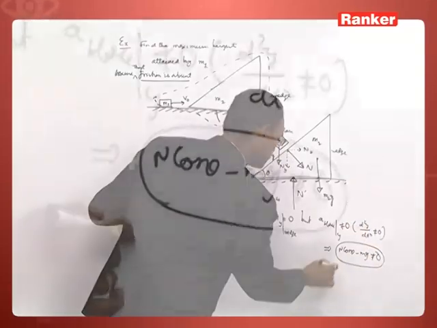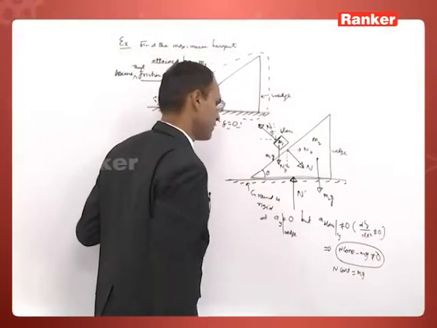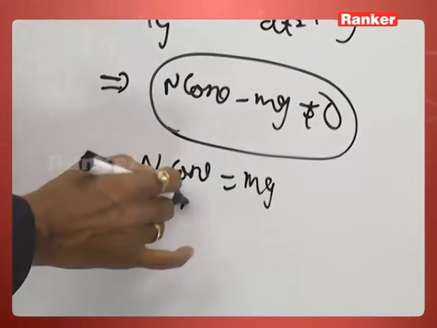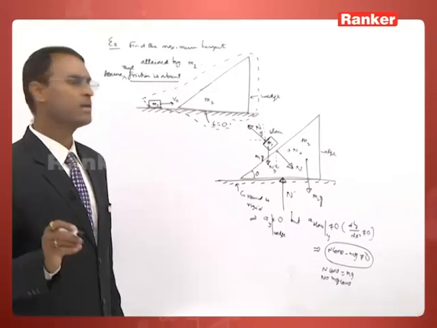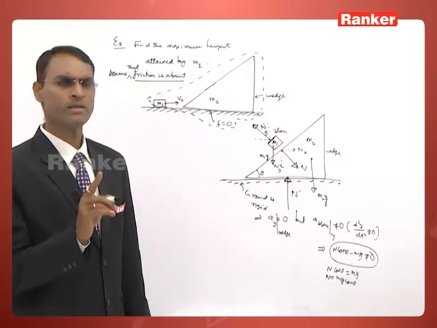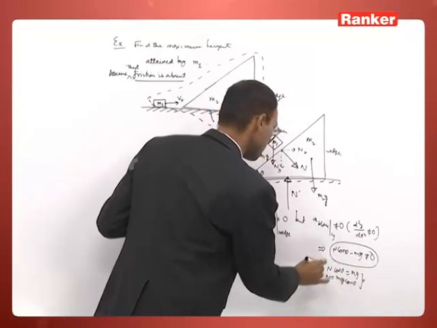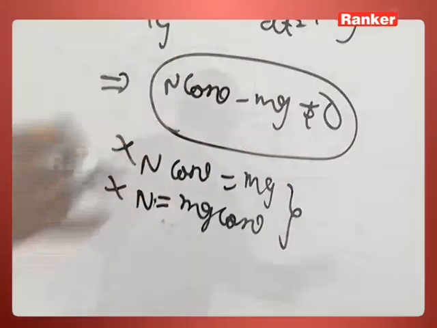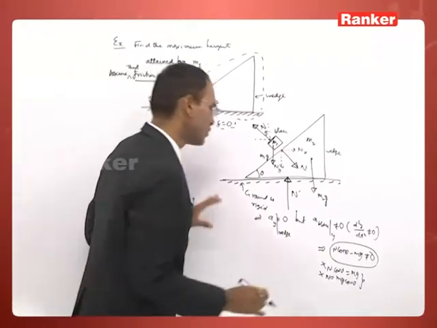Some students they just write N cos theta is equal to mg. Some students they write N is equal to mg cos theta. Without understanding or analyzing the system physically, they write these two equations. Neither this equation N cos theta is equal to mg, nor this equation N is equal to mg cos theta may be correct for all the cases. So you should be careful.